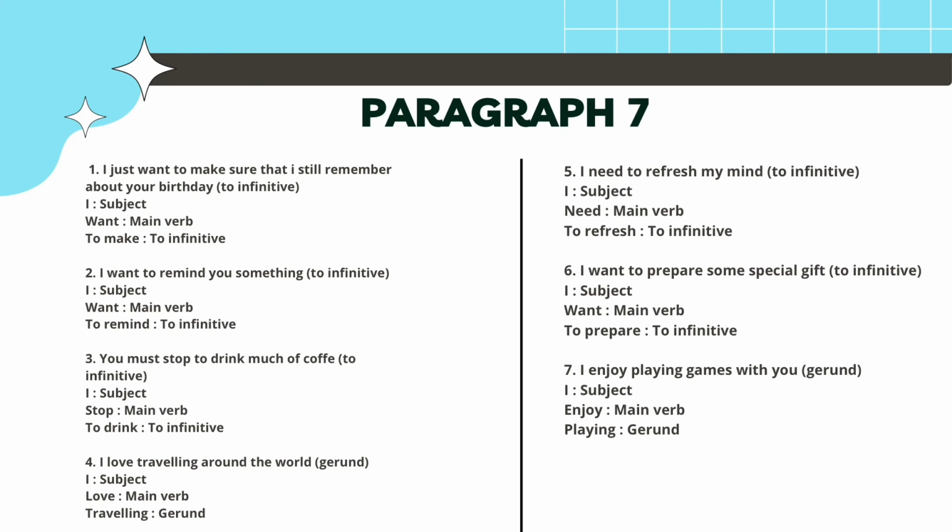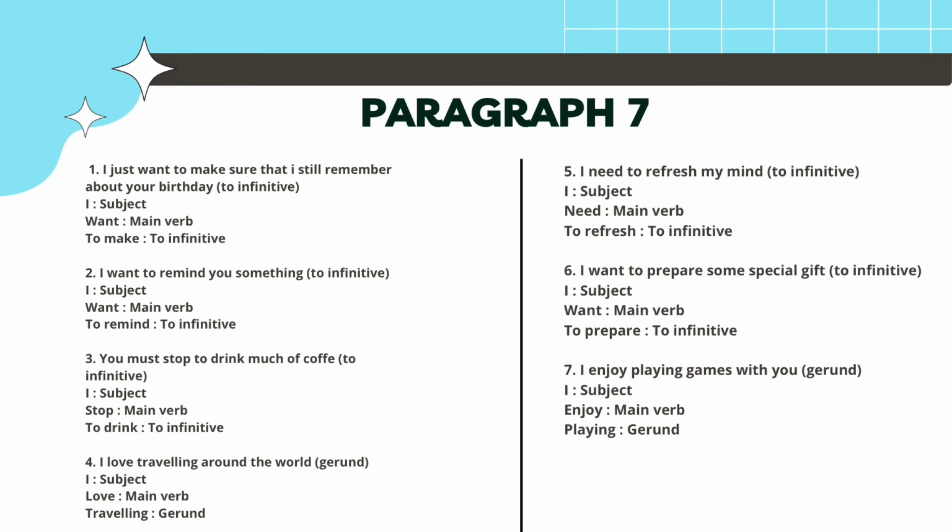And we move to the number 4. I love traveling around the world. I in here is a subject, love in here is a main verb, traveling is a gerund. Alright, we move to number 5. I need to refresh my mind. I in here is a subject, need in here is a main verb, to refresh is to infinitive.